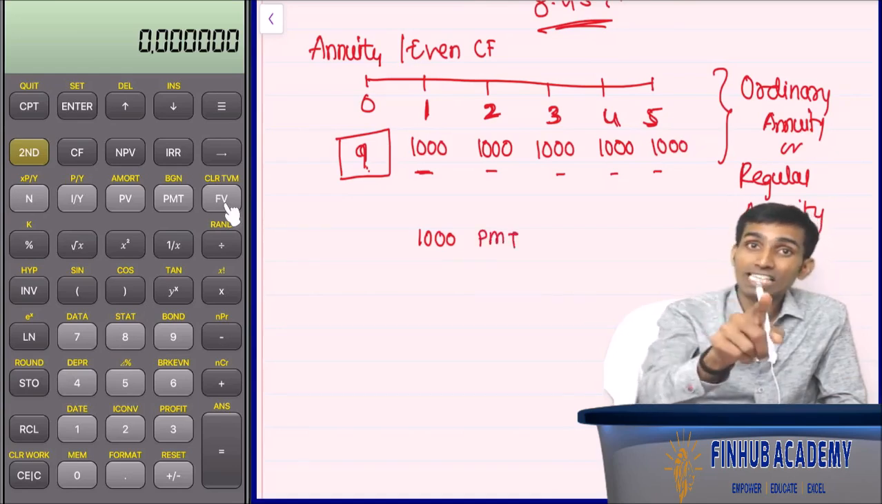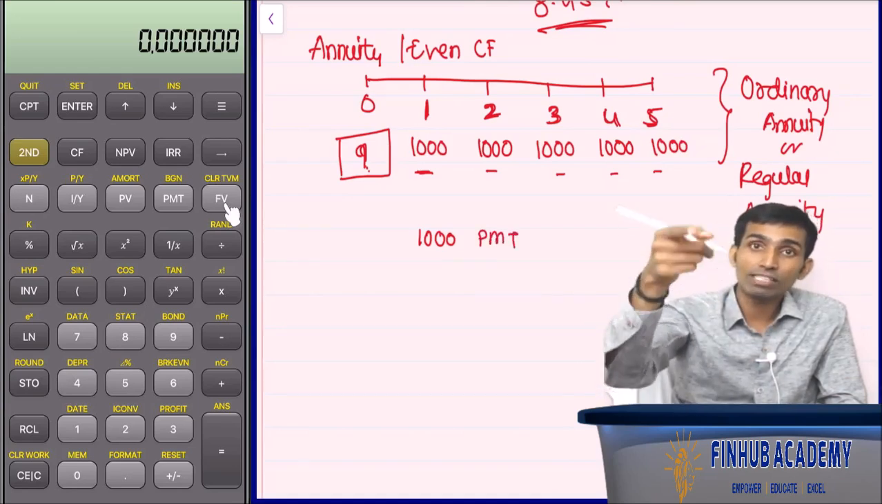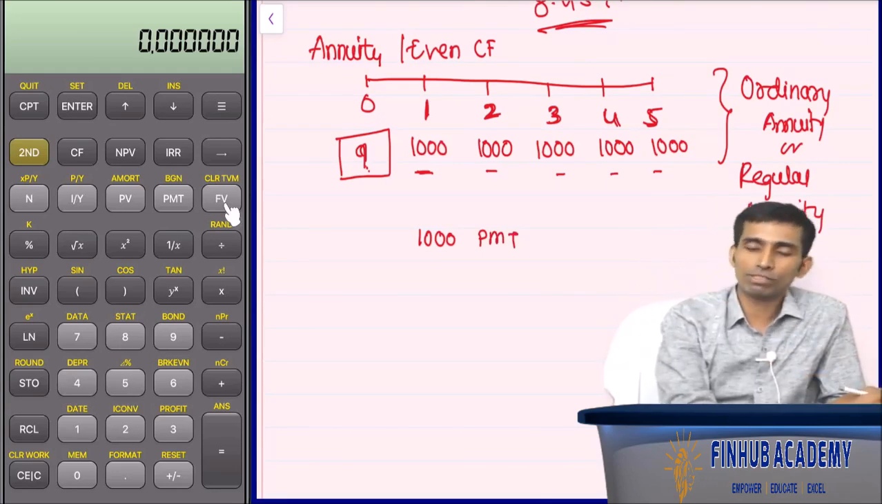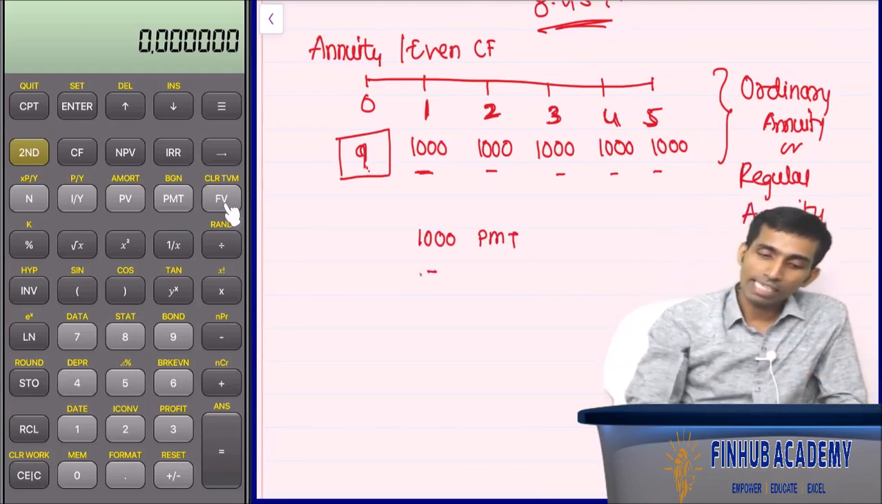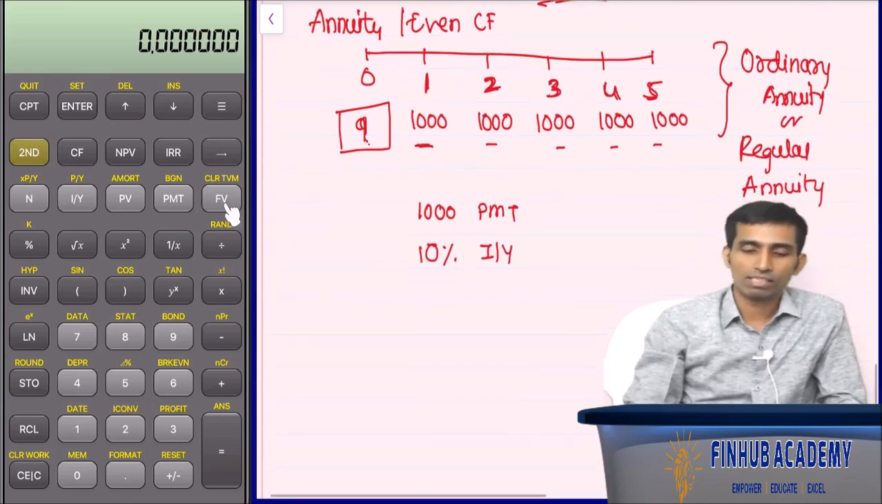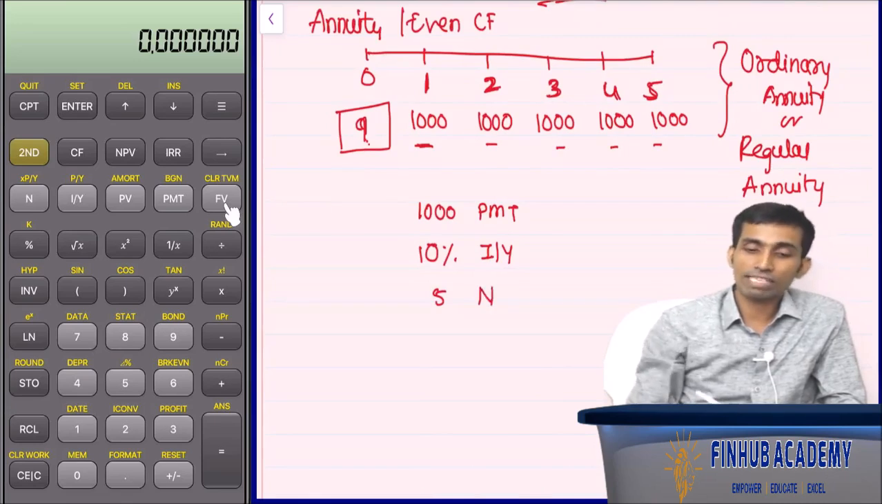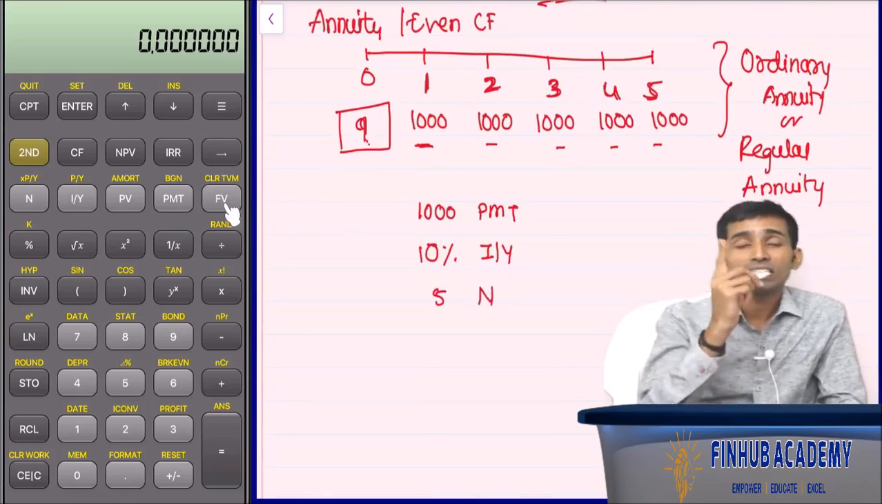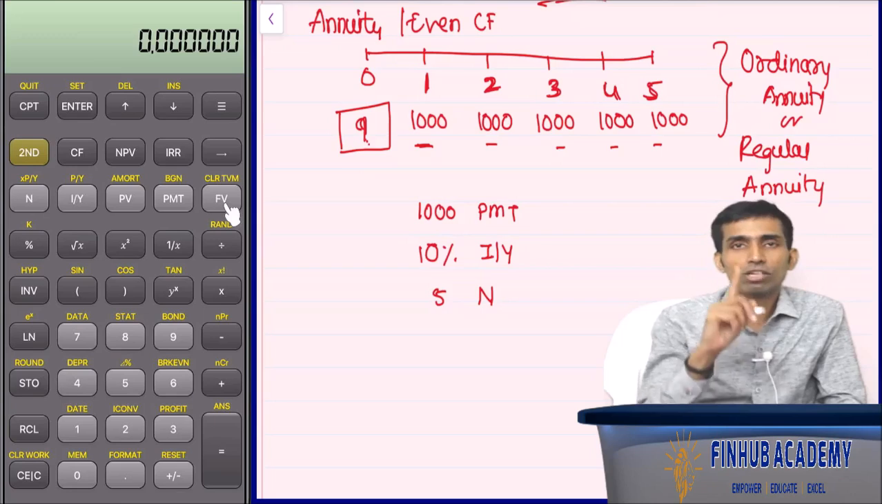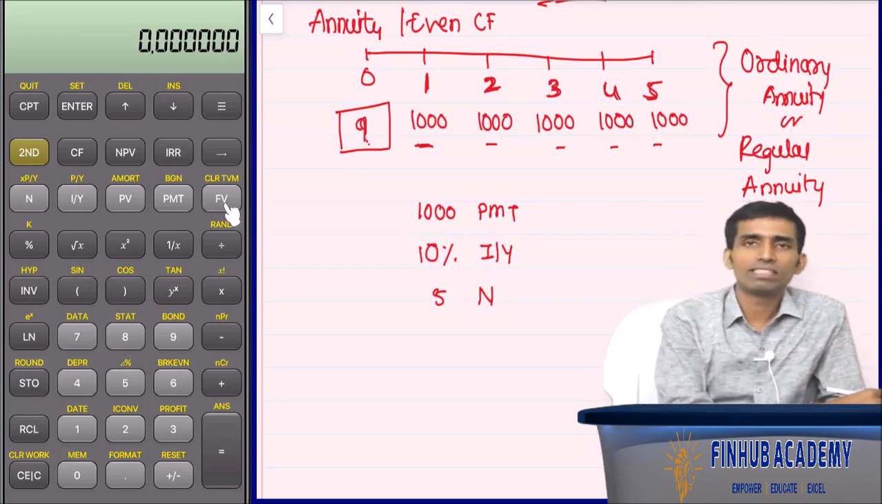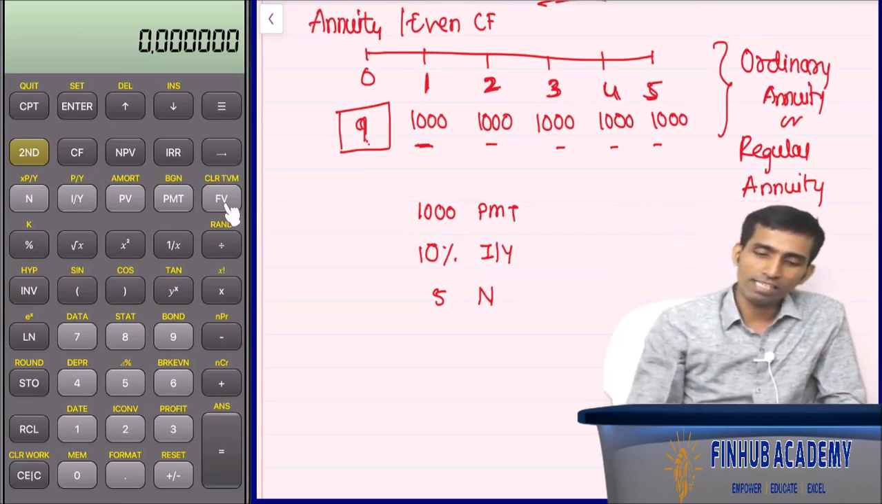It is not a single cash flow. It's a recurring annuity, so at that time the PMT comes into the picture. My 10% is my I/Y. My N is 5 installments. Remember, earlier it was years, here it is installments. I will make this clear in the lecture. Okay, 5 N.